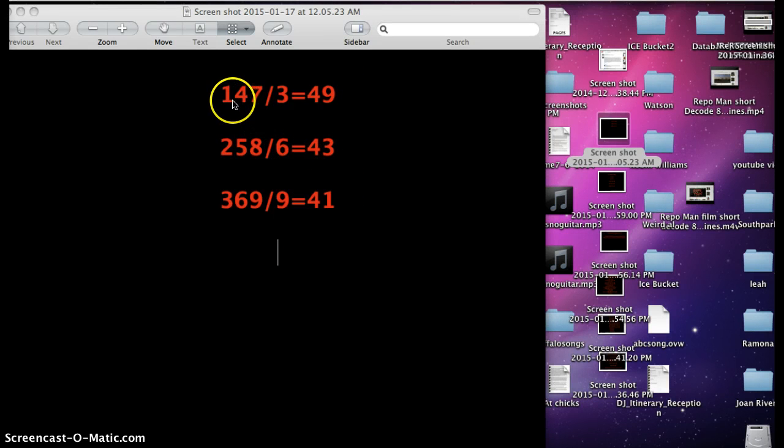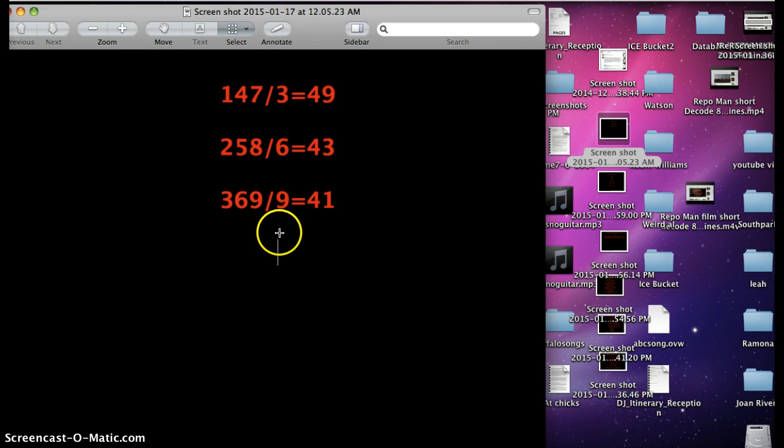But anyway, 1, 4, and 7 all added up to 3. 2, 5, 8 added up to 6. 3, 6, 9 added up to 9. So I just thought, let's divide them then. 147 divided by 3 is 49. 258 divided by 6 is 43. And 369 divided by 9 is 41. So I'm not sure what the significance is, but I'm almost positive there's probably something. I'm not seeing it.